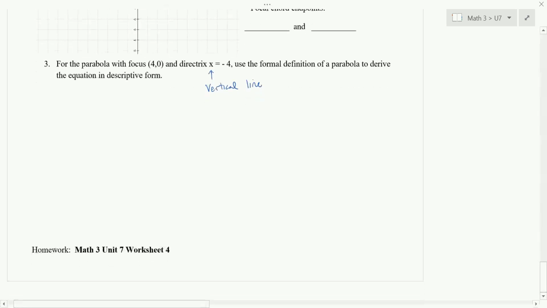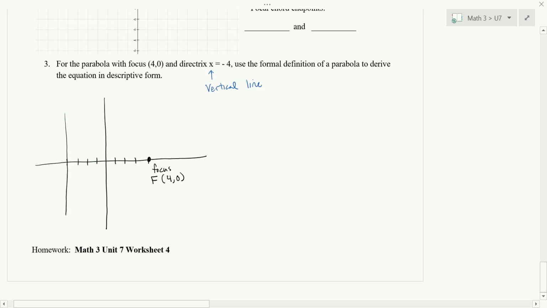Okay, so let's sketch what we have here. So focus at right 1, 2, 3, 4. Here's our focus, and we'll call that point F at (4, 0). And our directrix, x equals -4. If you go left 4 on the x-axis, it's a vertical line here. And our vertex for our parabola will be right in between them.